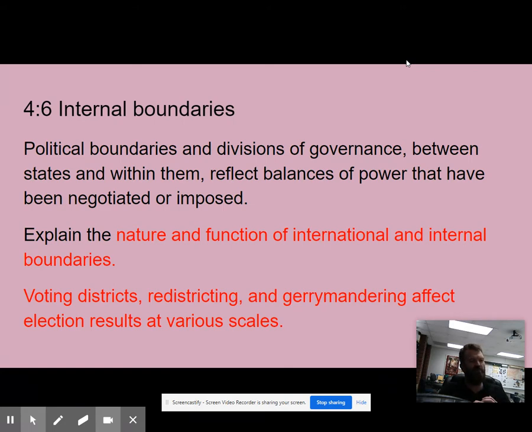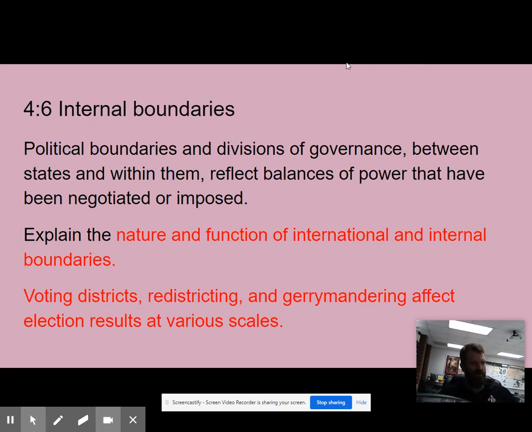So we're going to be able to explain the nature and function of international and internal boundaries. And then we'll talk about voting districts, redistricting, and a term that you're familiar with because you played the game called gerrymandering. We'll explain that and then play the game again, and you'll see how that works.